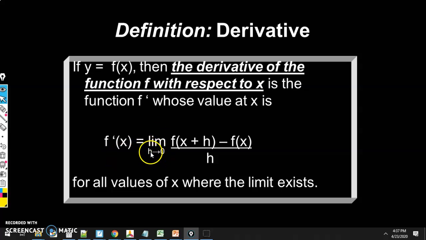So the limit as h approaches 0, you have a function where you're inputting x plus h into the function, minus f of x, all over h. This allows you to figure out the instantaneous rate of change or the slope of a tangent line. So this is the function that we're going to use for calculating the derivative. And the derivative is what this lesson is about for the most part, other than getting you introduced to what the derivative is.